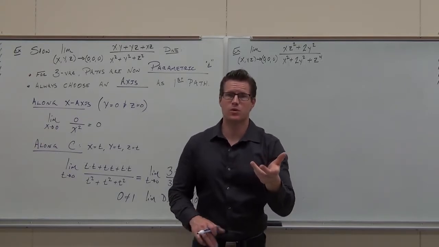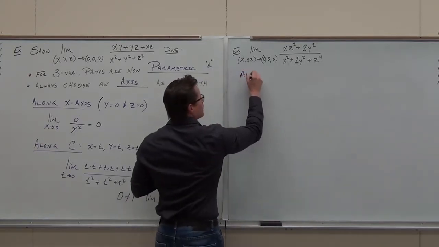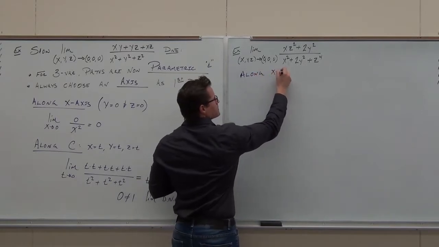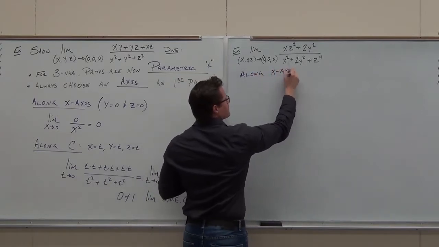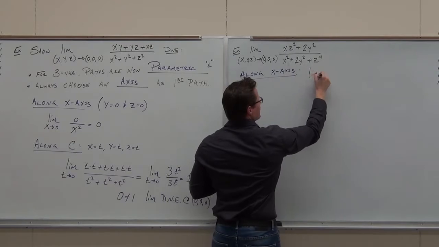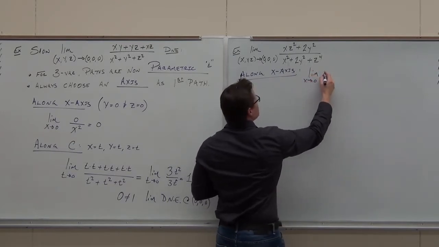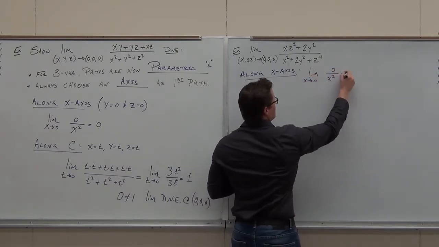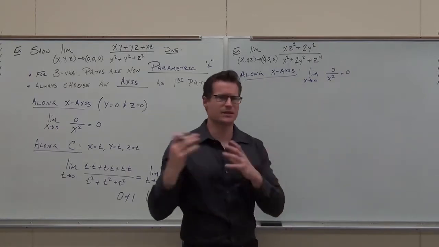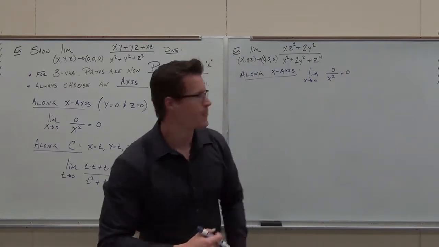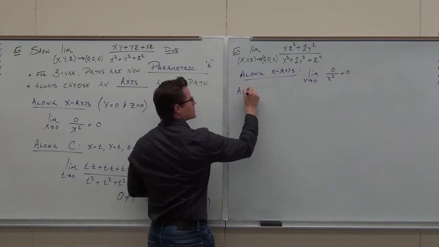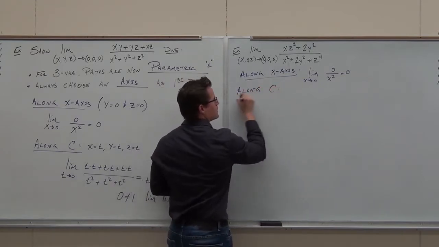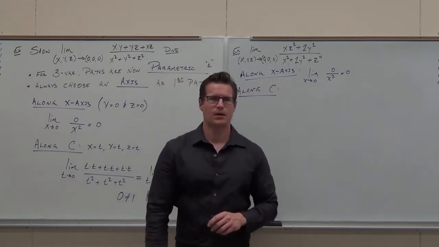What I want to focus more on, so one of them is along the x-axis, and we would get the limit as x approaches 0 of 0 over x squared, and that's 0. That's still 0. That's an easy one. That's nice. You pretty much always do that. What I want to focus on is the parametric curve that I want to create.